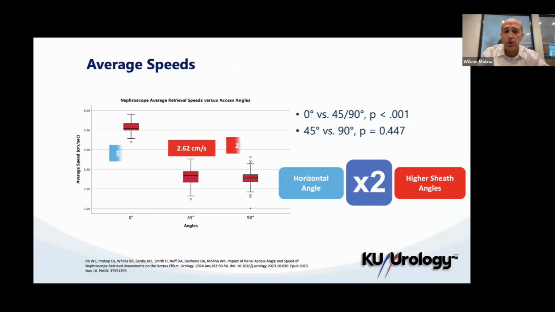And here are numbers. If you're using the nephroscope at 0 degrees, which is a surrogate for supine PCNL, you retrieve your nephroscope at a rate of 5 centimeters per second, compared to only 2.6 centimeters per second at 45 degrees and 2.5 centimeters per second at 90 degrees. So really, gravity plays a role here. It's not that the vortex effect doesn't work at 45 or 90 degrees or in prone PCNL. It's just a matter that you have to retrieve your nephroscope slower than when you're doing supine PCNL, about a ratio of times 2.